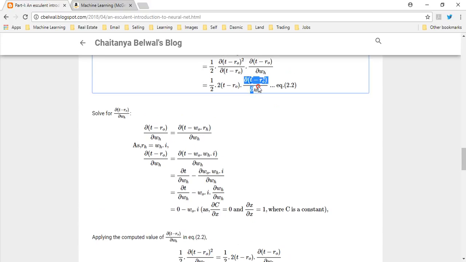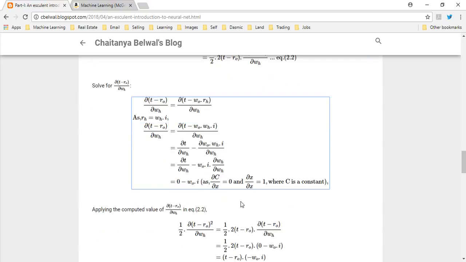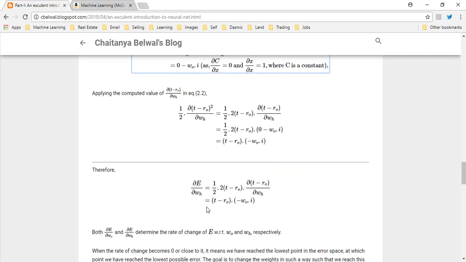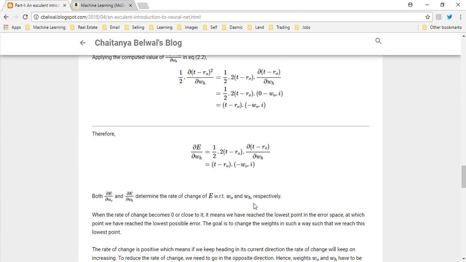Now we have derived this term over here. Let's apply this. So the derivative of T minus R0 with respect to WH is equal to minus WO dot I. So this is the value we get for this term. Now this term essentially is the same as the rate of change of E with WH, which is the hidden layer weight. This is the term that we get.